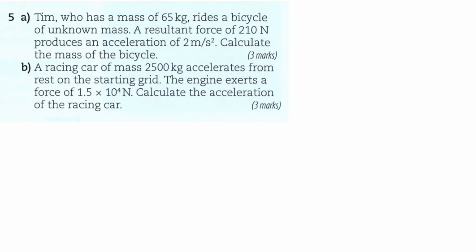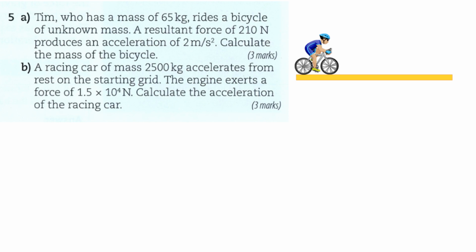Question 5a. Tim, who has a mass of 65 kilograms, rides a bicycle of unknown mass. A resultant force of 210 newtons produces an acceleration of 2 meters per second squared. Calculate the mass of the bicycle. So let's try and put down some information about what we know here.